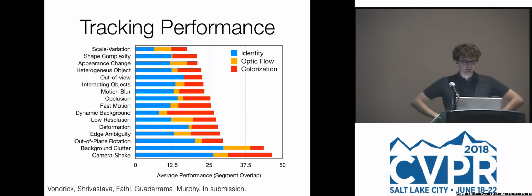We can break down the performance more by different types of attributes in the video. The one I want to bring your attention to is the dynamic background, which is a case where we know optic flow typically performs poorly. But the colorization model, because it's trained on so much data, right, it's actually able to learn to be robust to these types of artifacts.